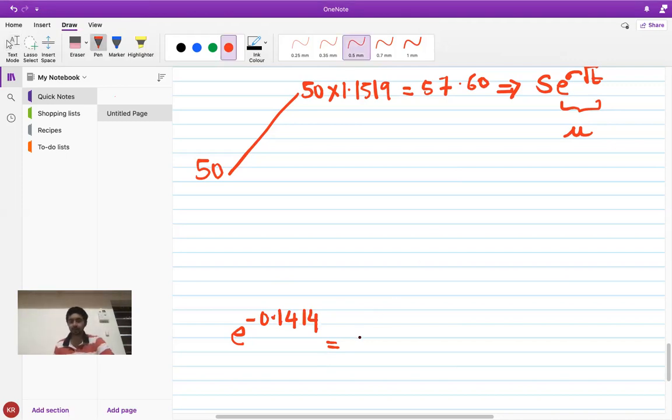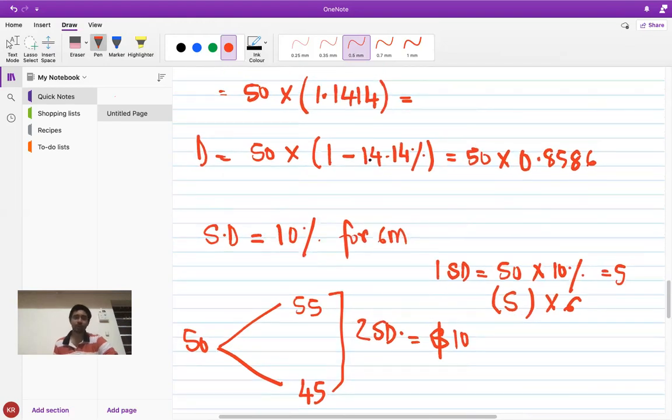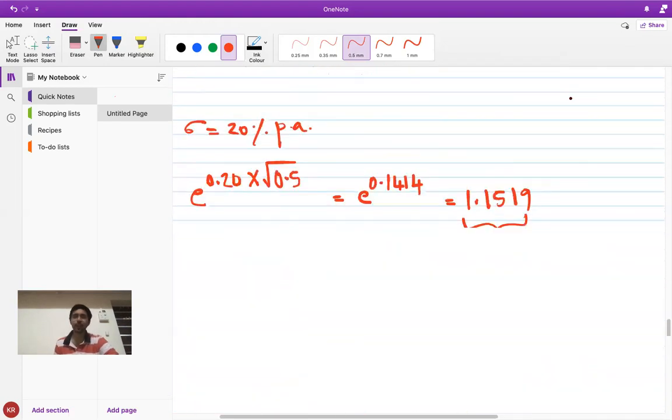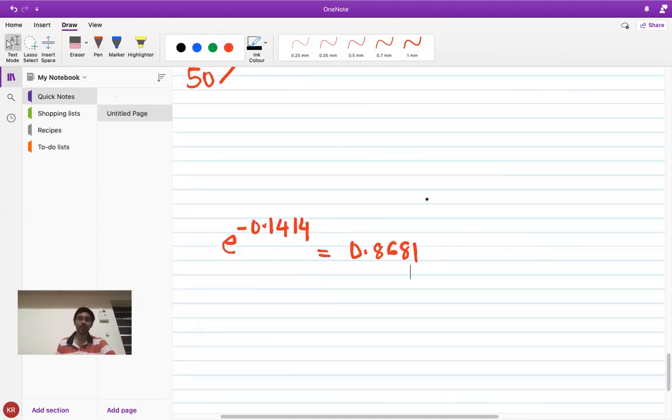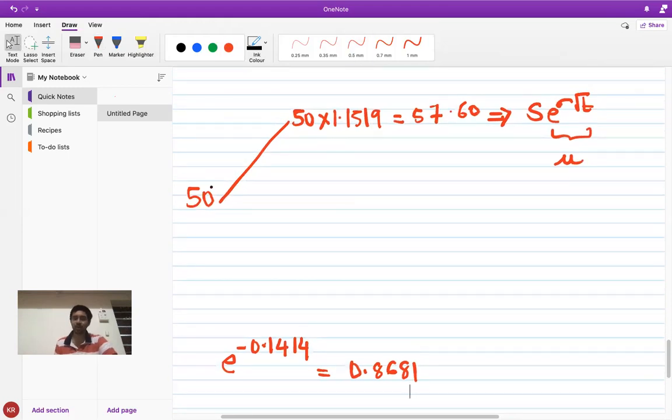It is 0.8681. Okay, and this is actually giving you nothing but 1 minus 14.14 percentage. What you got is 0.8586. The equivalent of that is 0.8681, and you have got a different number from the above because you're again doing it on a continuous basis over here. Okay, so this is 0.8681 on the bottom side.